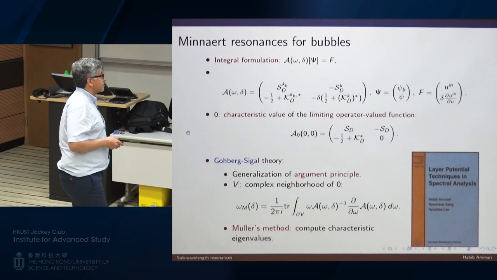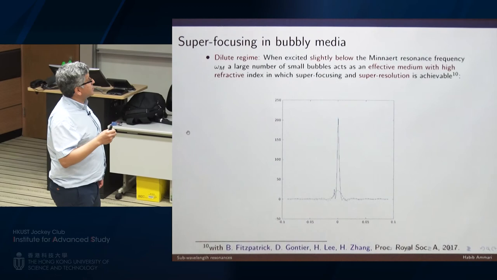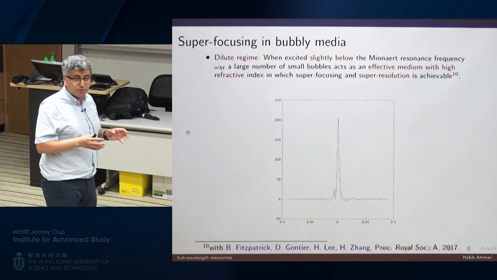Now, skip this. Now, you make many of these bubbles. In the dilute regime, what you can see, slightly below the Minnaert resonance frequency, is that a large number of bubbles acts as an effective medium with high refractive index. And then you have the superfocusing. You can prove it, I will show you the formula.